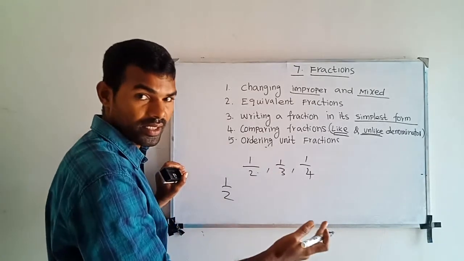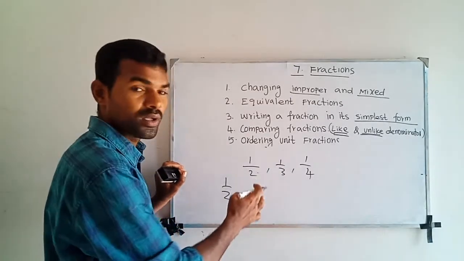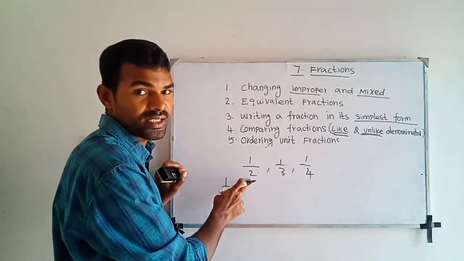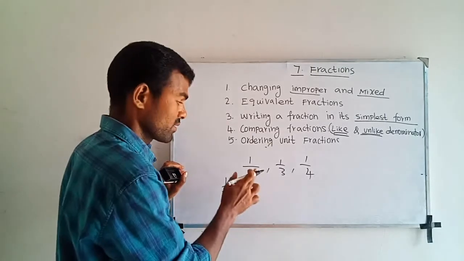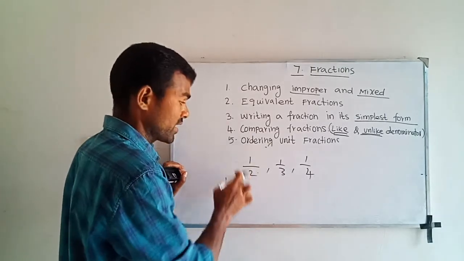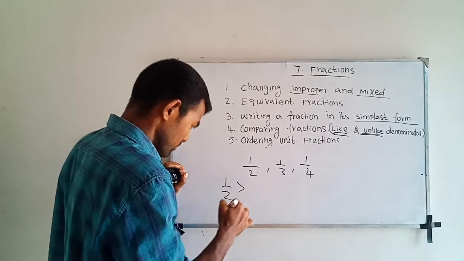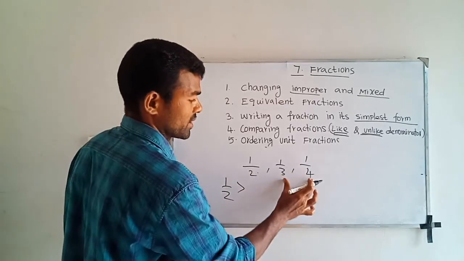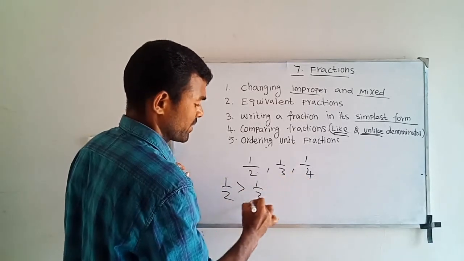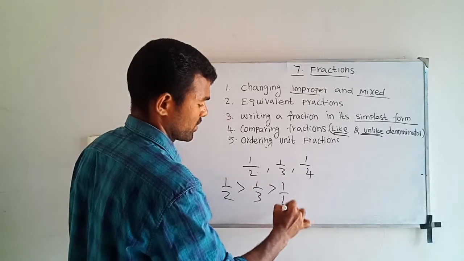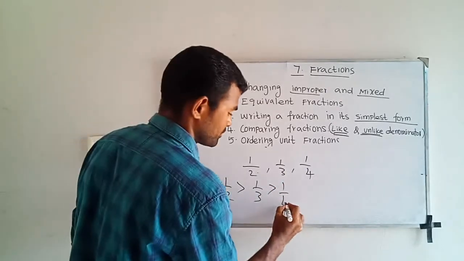3 and 4 are big numbers and 2 is small. Which number is small? That fraction is the greater number. Next one, compare this number. So 1 by 3 is bigger than 1 by 4. This is the answer.